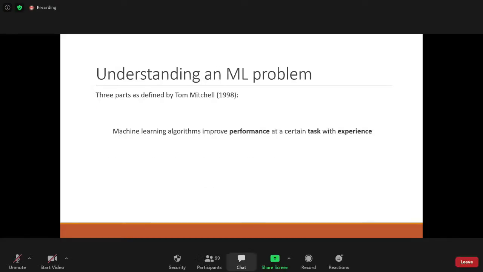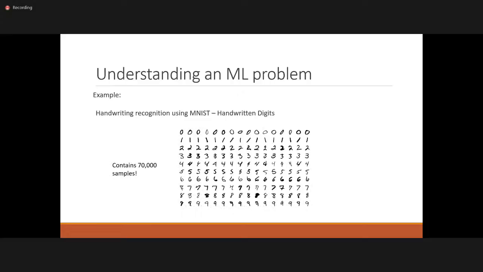So, in order to understand what machine learning can better do for us, we need to understand what a machine learning problem looks like. So, these parts are defined by Tom Mitchell in 1998. Machine learning algorithms improve performance at a certain task with experience. So we'll look at an example for this to kind of better frame what that means. So let's look at MNIST. MNIST is a very large database of handwritten digits, 0 through 9. These digits are written in very small image files. And this data set contains over 70,000 samples, all of which are labeled with the correct digit that each drawing represents.